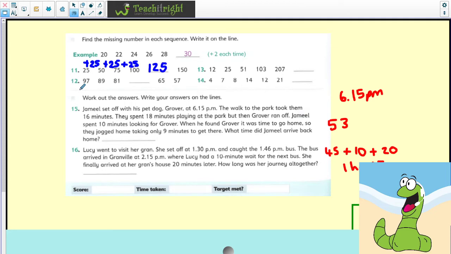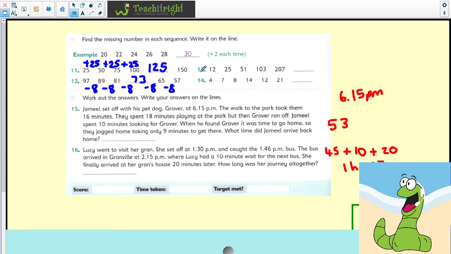Question 12, we're actually removing 8 each time. So if we get to 71, and obviously this is decreasing in size, and we take 8 away, we get 73. We'll just double check that that's still what's happening. Yeah, taking 8 away each time.